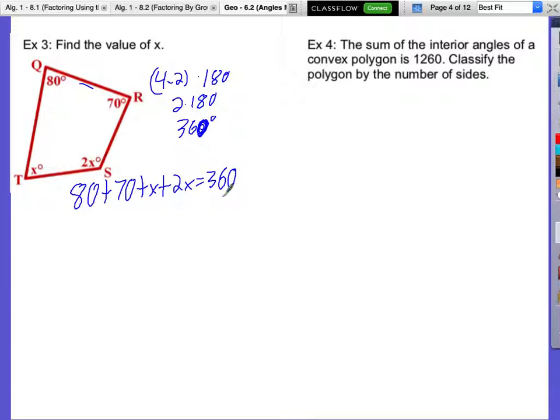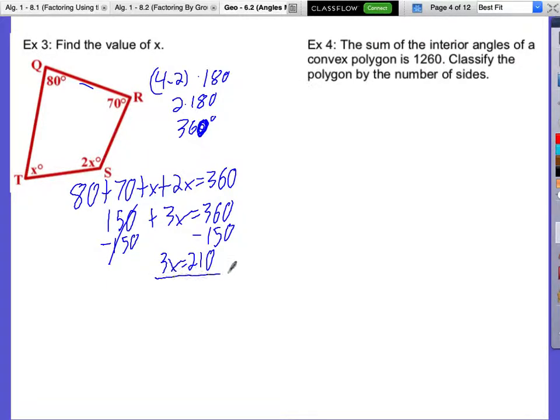I'll have Keely Park help with this part. So, the 70 and 80 equals 150, and then x and 2x equals 3x, and then you subtract 150 from both sides, and you get 210. Then 210 divided by 3 is 70. Questions on that?